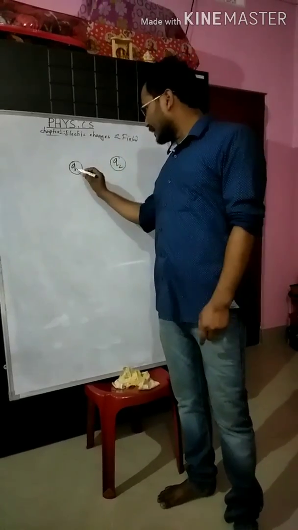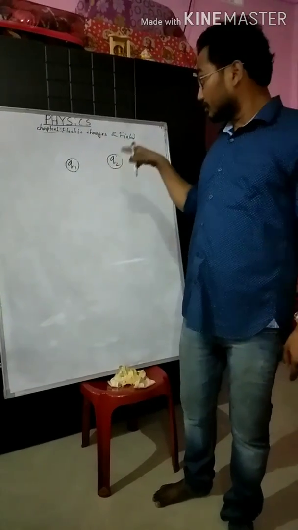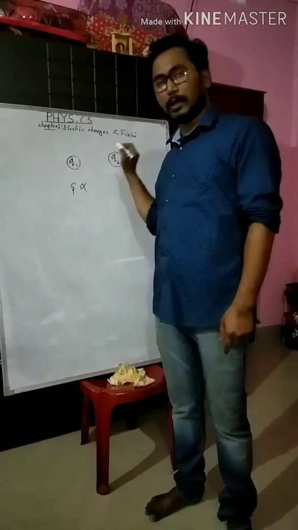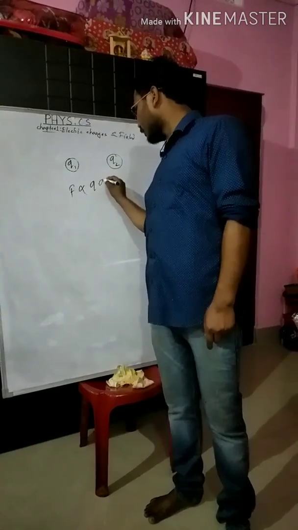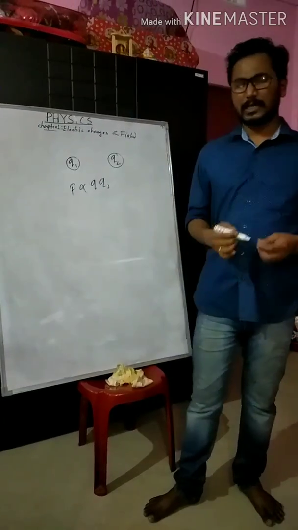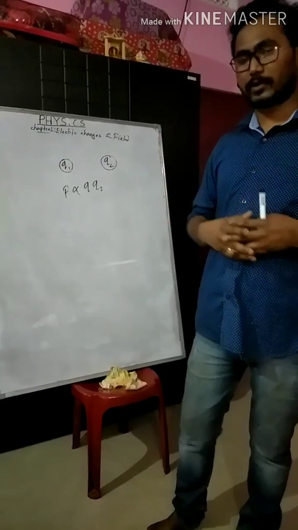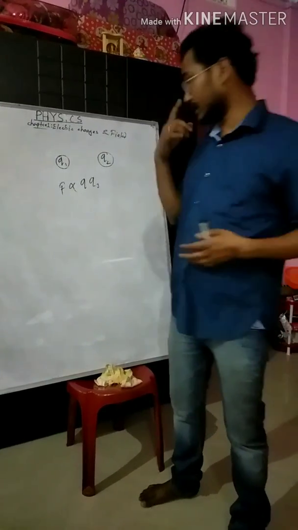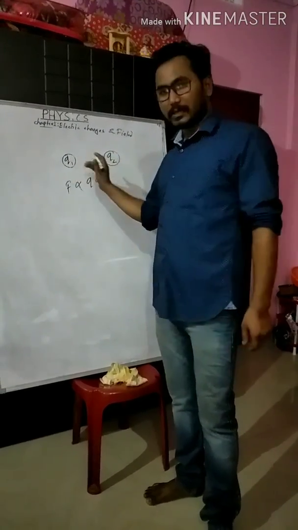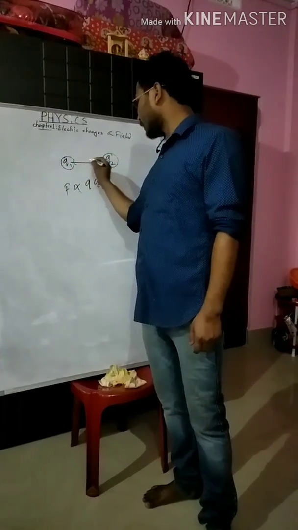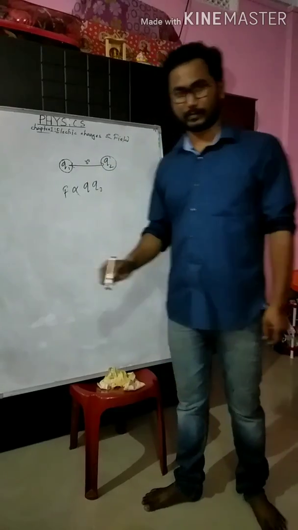So the attraction or repulsive force between these two charges will be proportional to the multiplication of these two charges, right? That means the greater the charges, the greater the attraction or repulsion force between the two charges. And you can see from the figure that these two charges are at some distance, and suppose that distance is small.